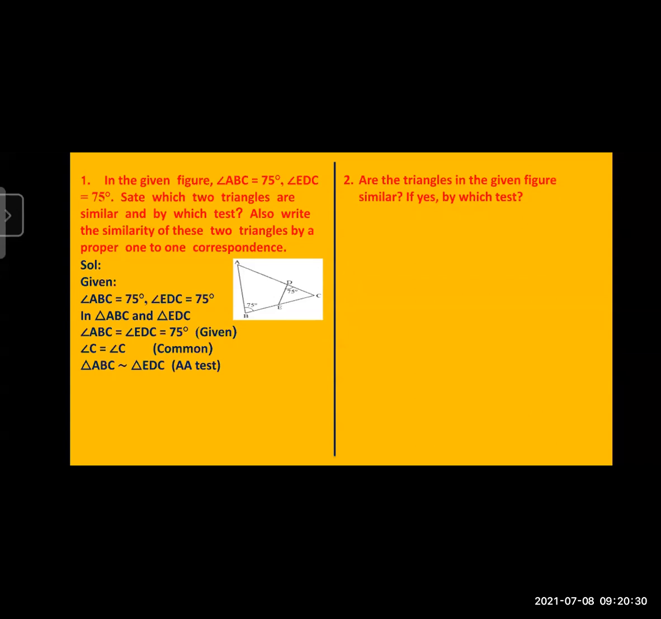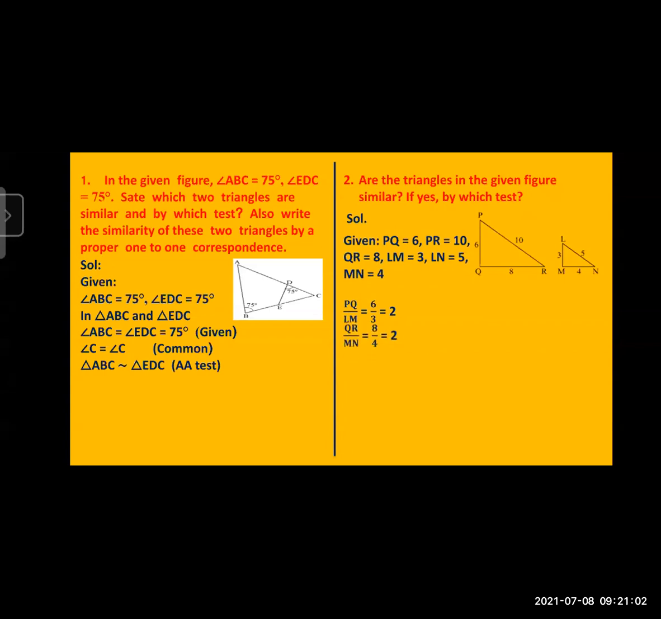Are the triangles in the given figure similar? Yes. Check. If these triangles are similar, then by which test? So students, remember one thing, if sides are given, you have to check their proportion, the sides proportion. So first given condition, PQ is 6, PR is 10, QR is 8. In the other triangle, LM, MN and LN are given. Then one by one we check.